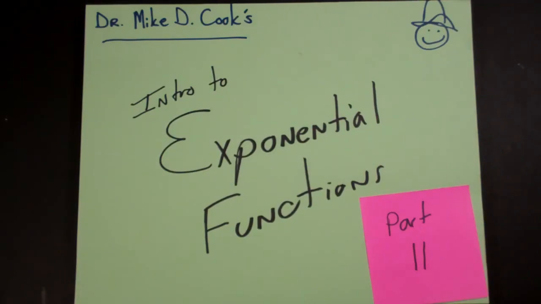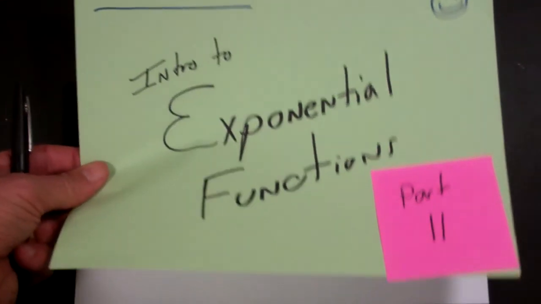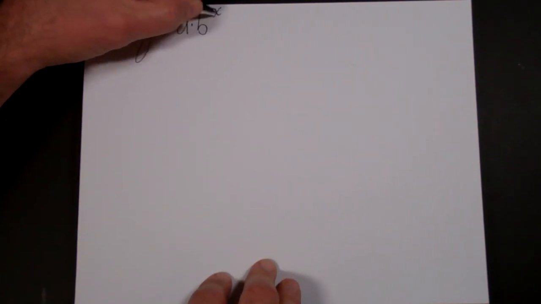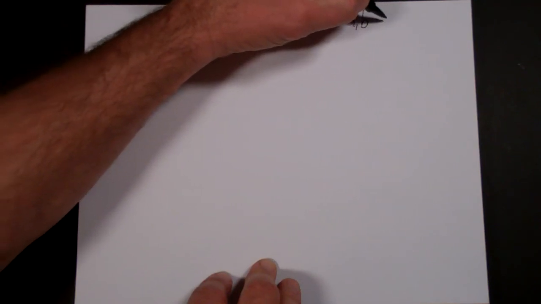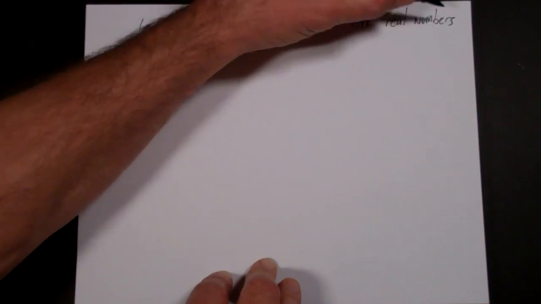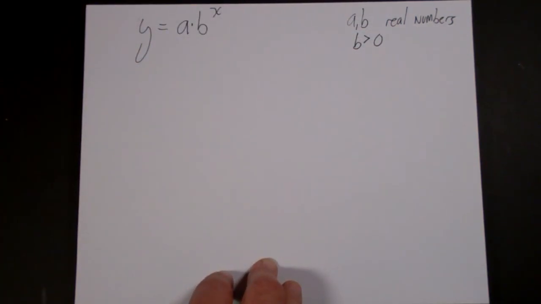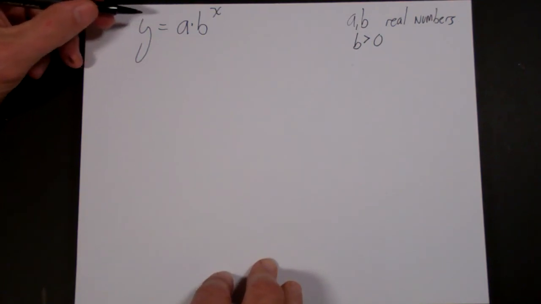This is the second in a series of videos on Introduction to Exponential Functions. And let's start this one by looking at the basic form of an exponential function. That's y is equal to a times b to the x, where a and b are simply real numbers, and b is greater than 0. And x and y are the variables.